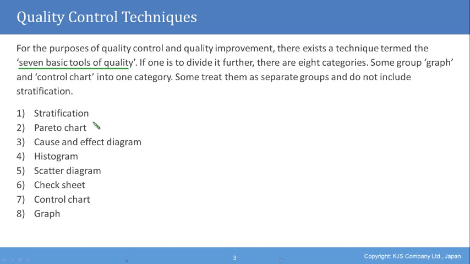The categories are stratification, Pareto chart, cause and effect diagram, histogram, scatter diagram, check sheet, control chart, and graph. We'll be looking at each one of these in order to see what they actually mean. Let us begin with stratification.